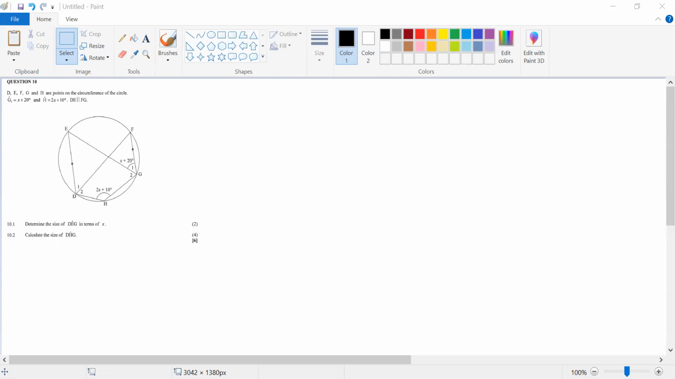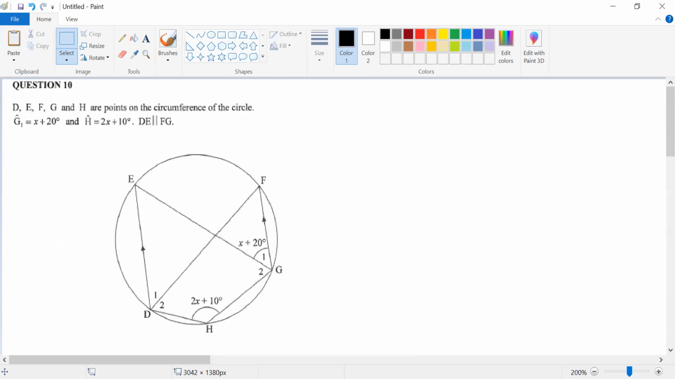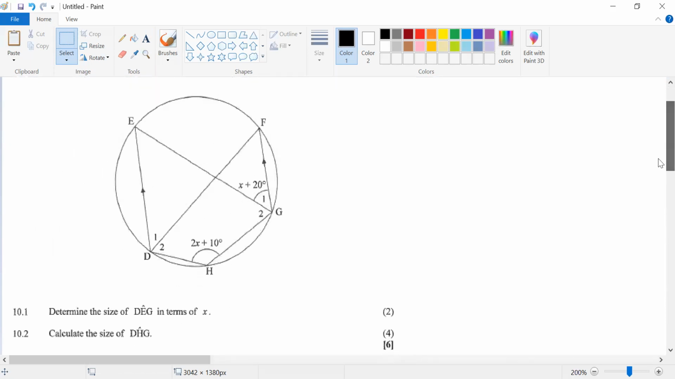So for 10.1, we need to determine the size of DEG in terms of x. We first need to identify where angle DEG is. Let's look at our diagram, and we can see that DEG is the angle that is found right there. So can you tell me how we would be able to solve that angle?